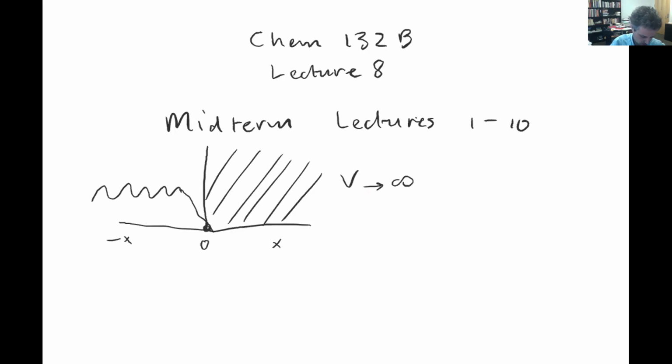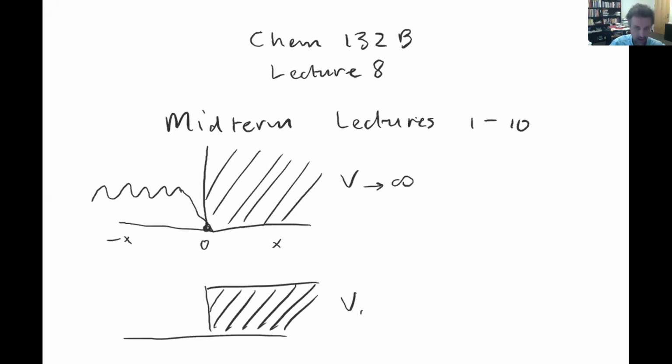The other alternative that we have seen is similar, but now the barrier is actually not infinite, it has a finite value. Okay, so then if you have a wiggling function on one side, it actually starts to decay in the barrier. So now there is a finite probability of finding the particle in the barrier.